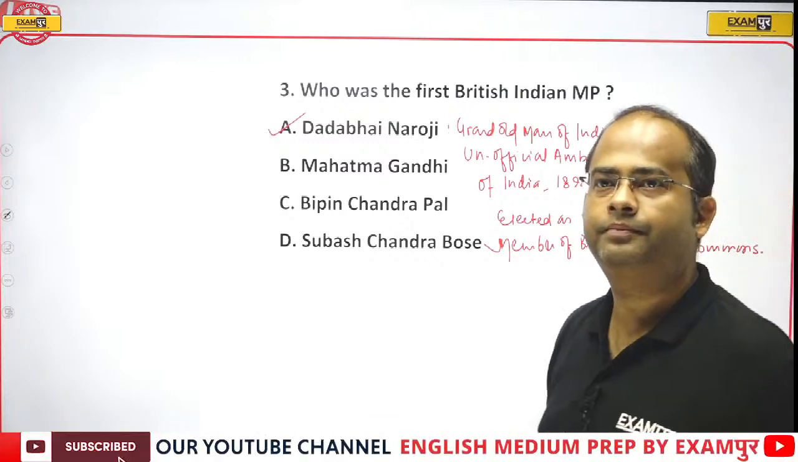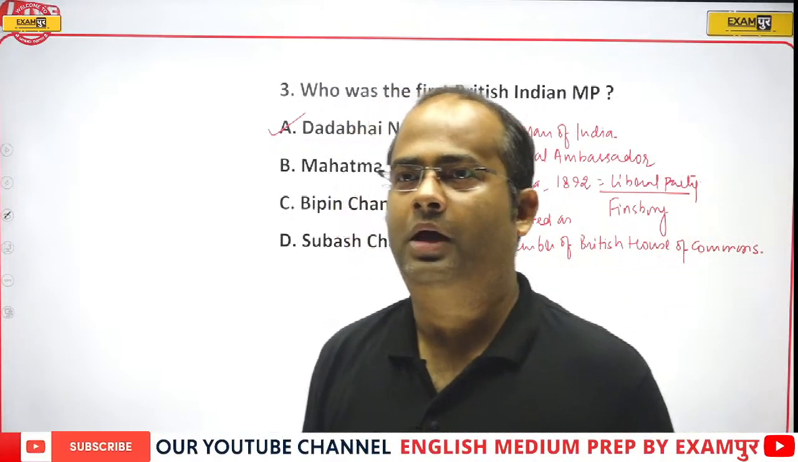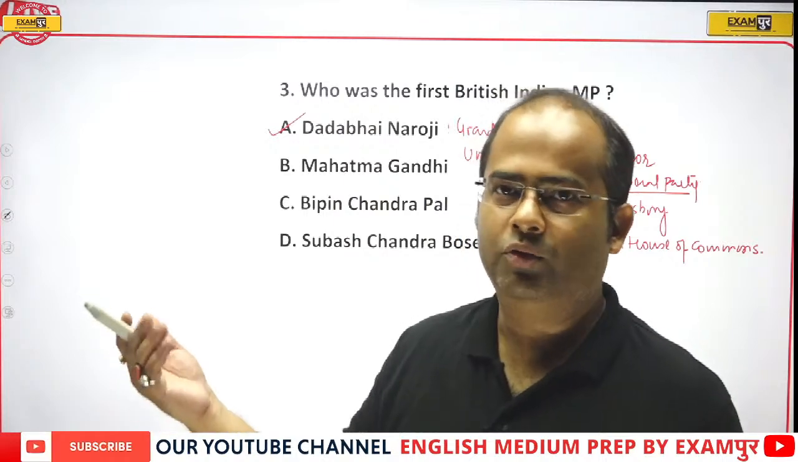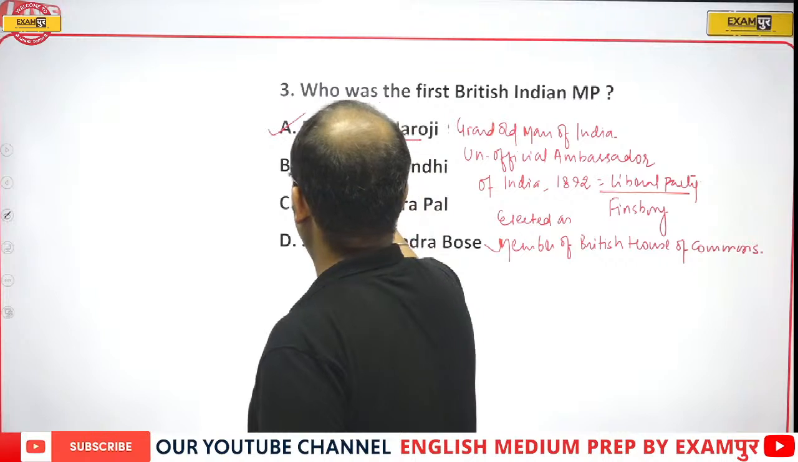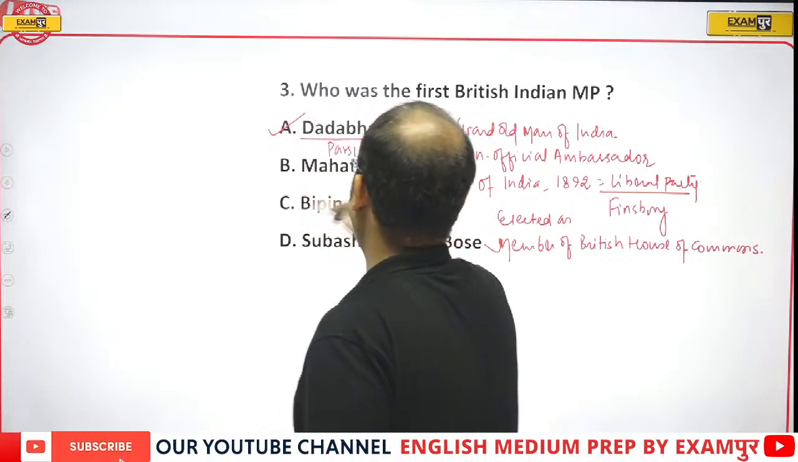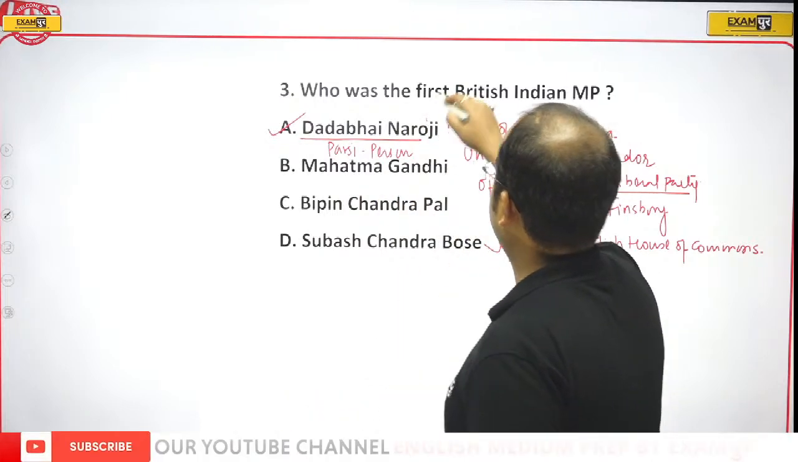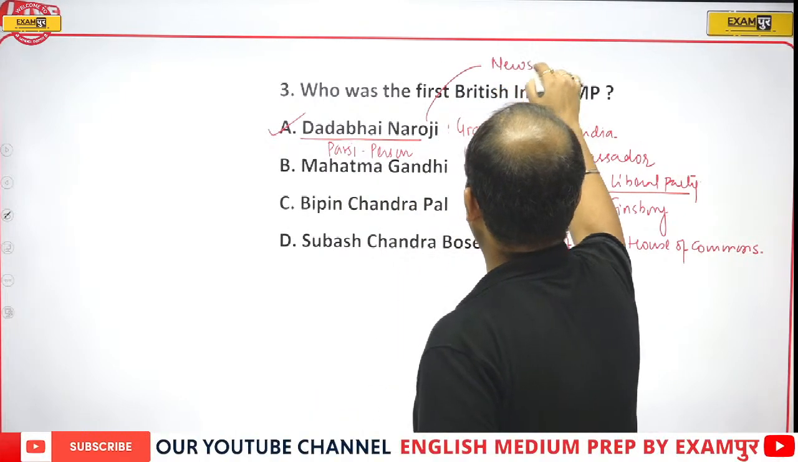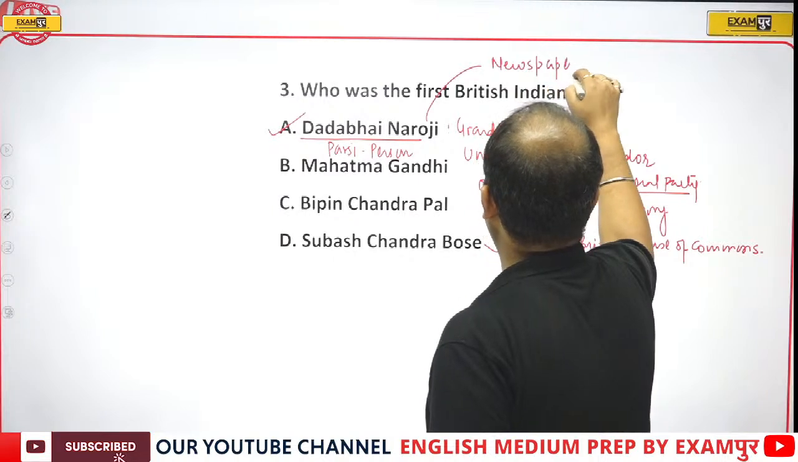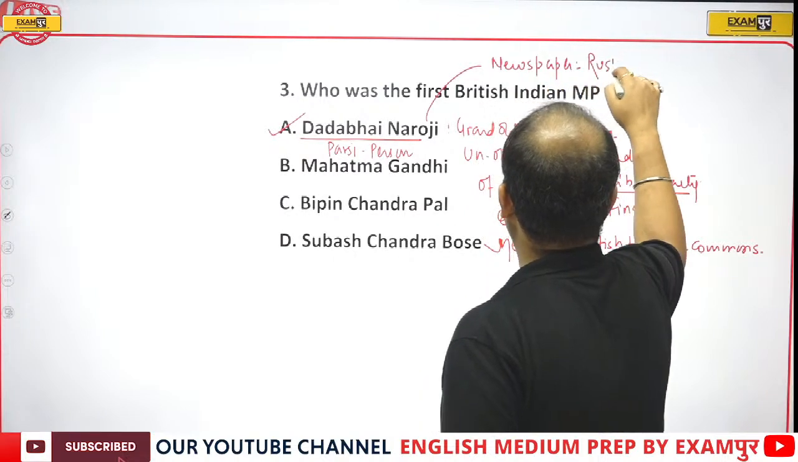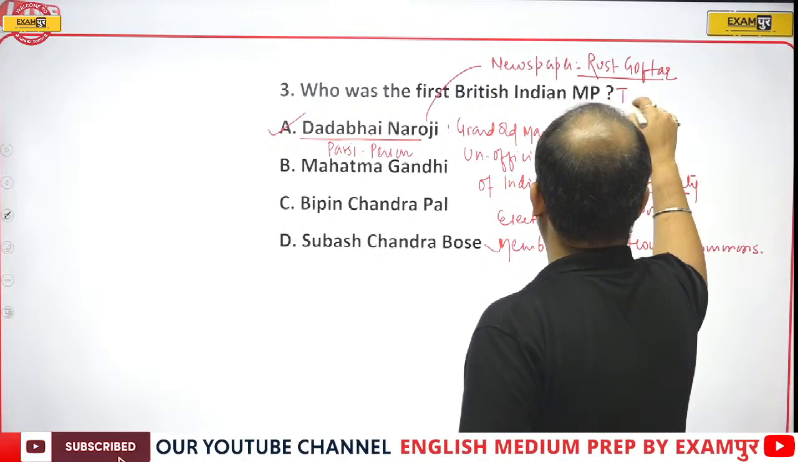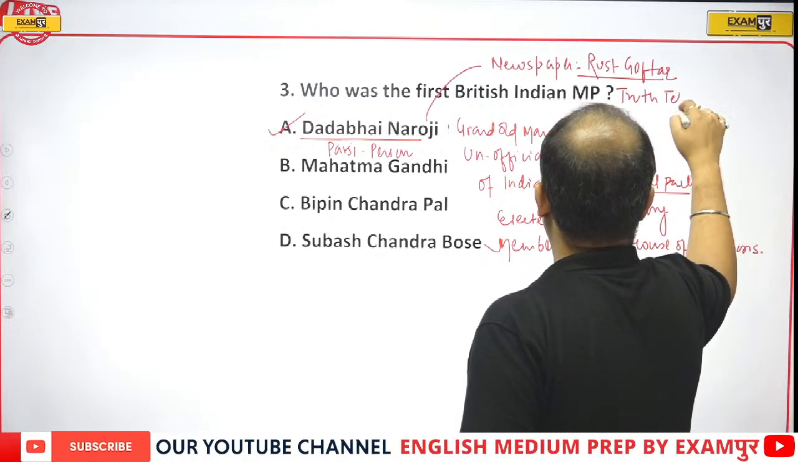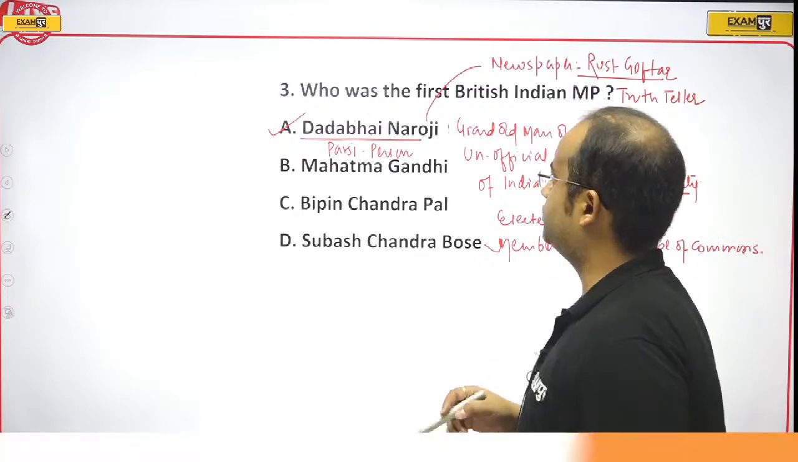Okay? Yes, definitely the British government will make a museum in his house, and that was Dada Bhai Naoroji. He was a Parsi person, and he started an Anglo-Gujarati newspaper called Rast Goftar, that means truth teller.